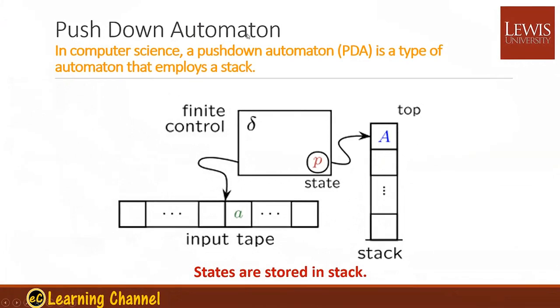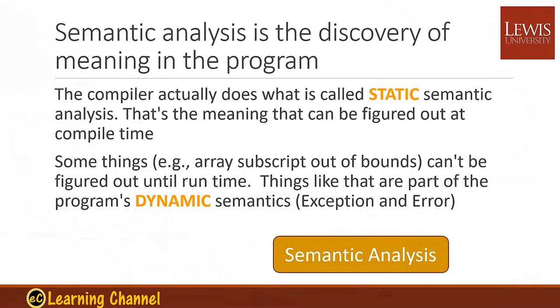So here we have the pushdown automata. You have finite control, you have input, and you have push and pop for the stack. We will study this later to see how pushdown automata help you. Next one is semantic analysis. So we have the correct program structure. Now we are going to do semantic analysis.